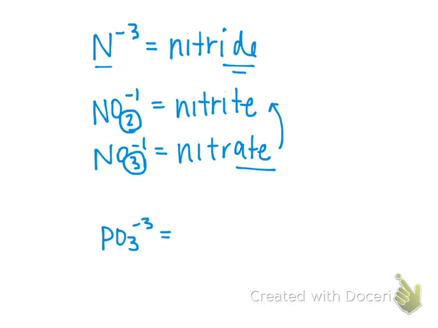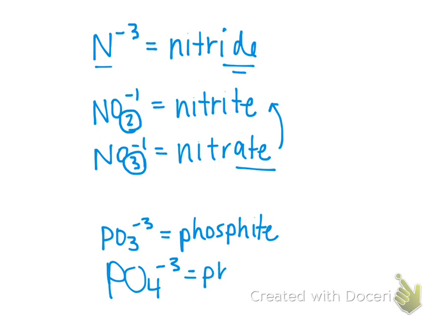PO3 minus 3 is phosphite, and PO4 minus 3 is phosphate. Okay, so like I said, -ate does not always mean 3 oxygens, but -ite always means one less oxygen.